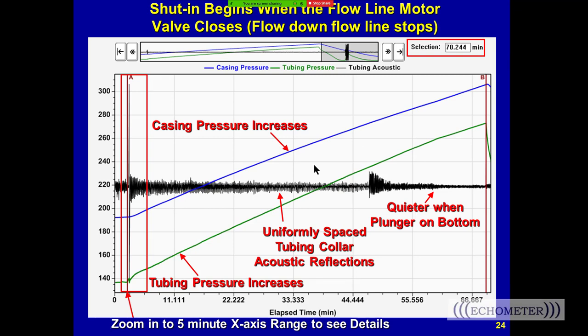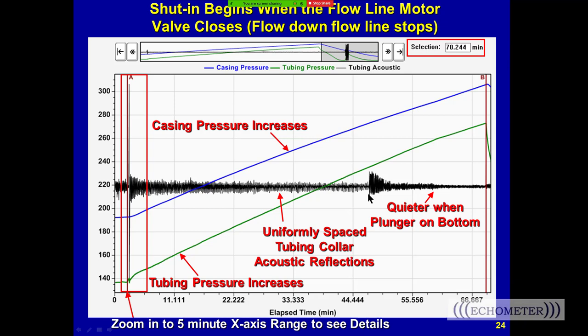This just shows the shut-in time period, and what we see here is that when you shut the well in, the casing pressure is building, the tubing pressure is building. We typically see these uniformly spaced collar echoes that we can count. When it hits the liquid, the signal changes. Now, I used to say it got noisier.